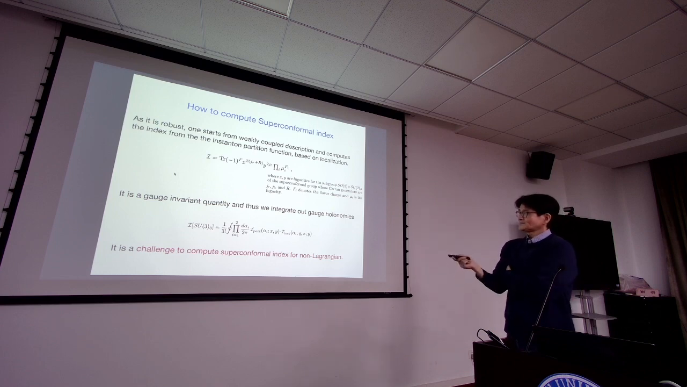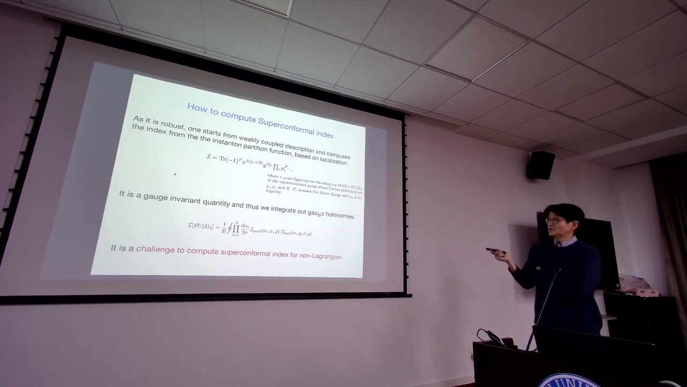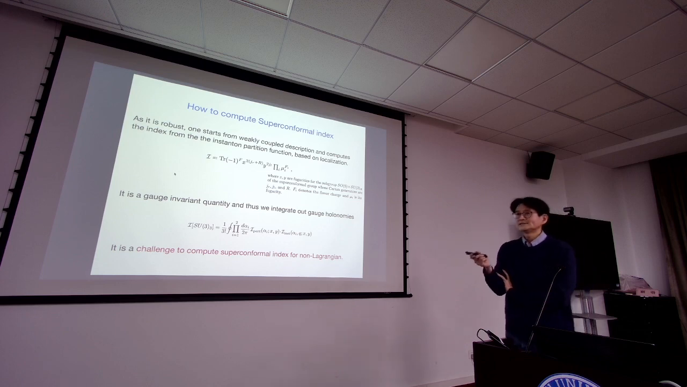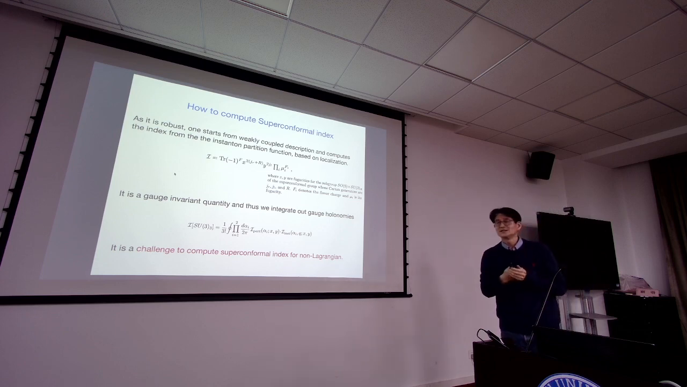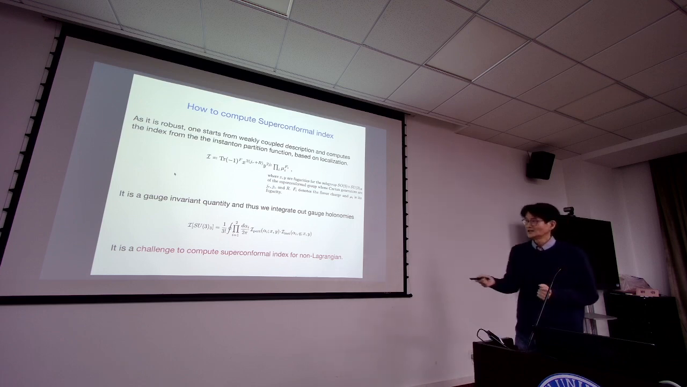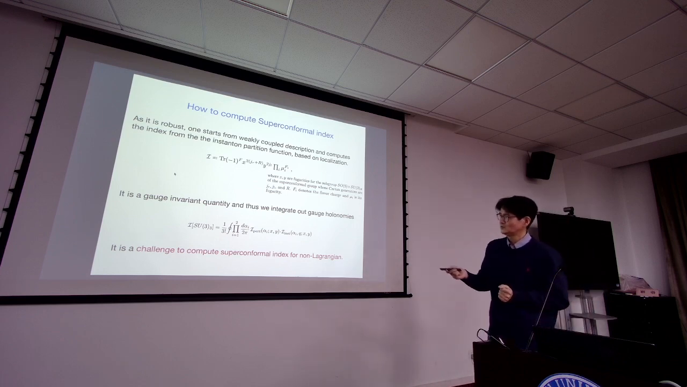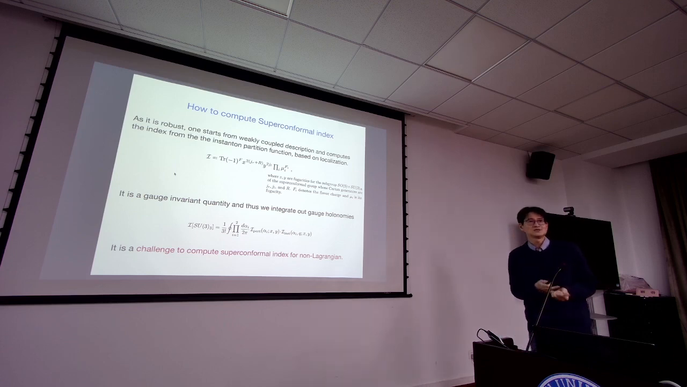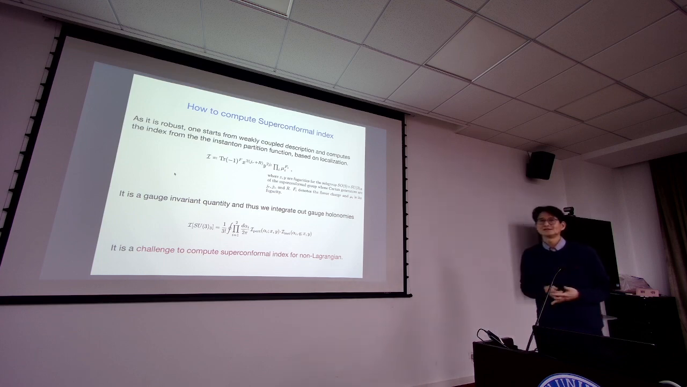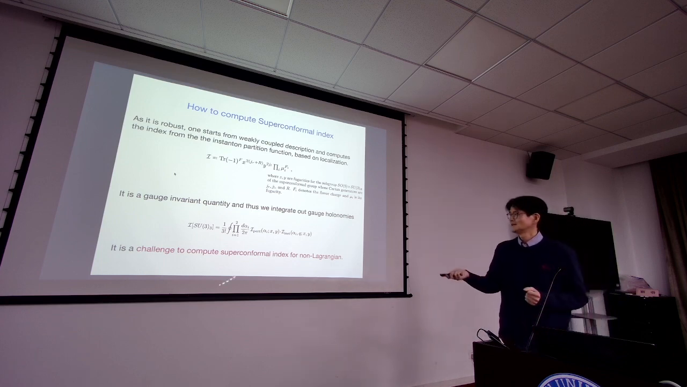Now, because we have gauge holonomies to be integrated out, but the partition function for this non-Lagrangian theory is an expansion in terms of these gauge holonomies, unless you know all orders, integrating them is very challenging. Therefore, computing the superconformal index for non-Lagrangian theory in this way is, I think, not easy, very challenging.